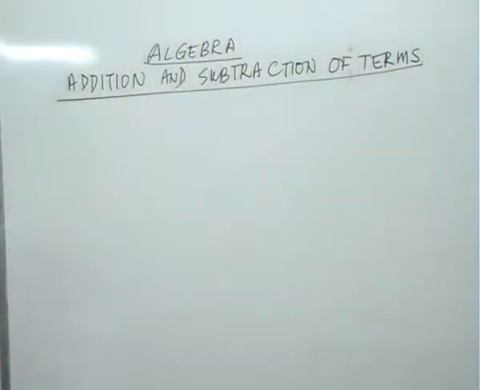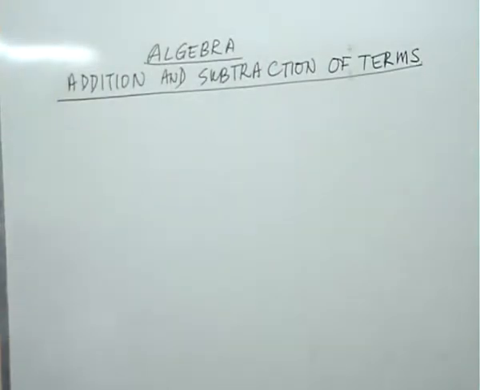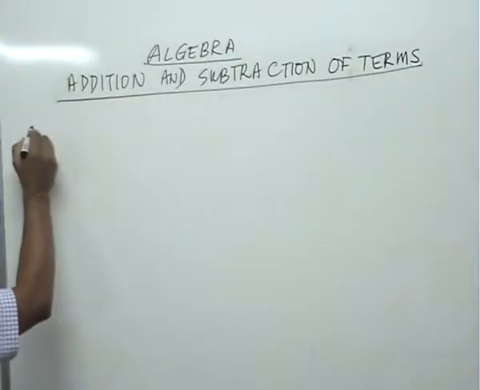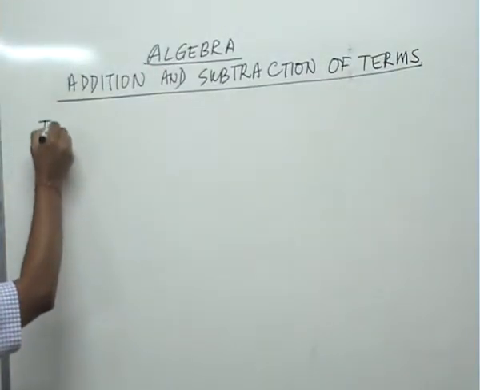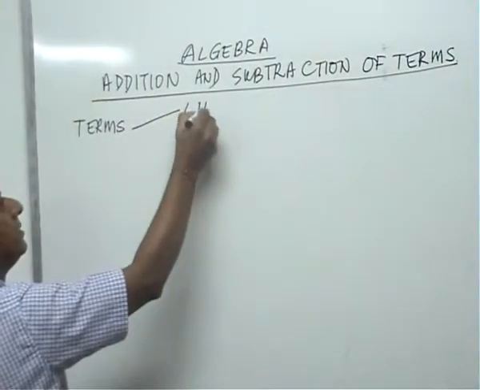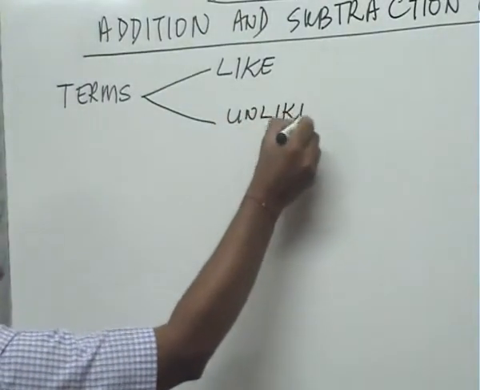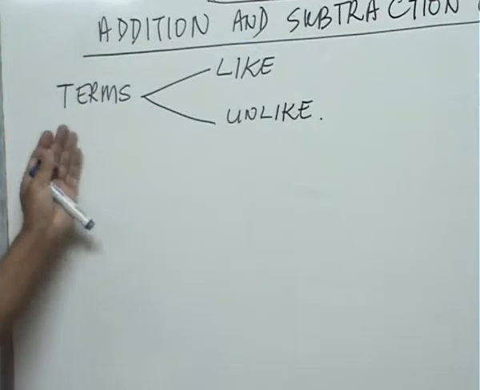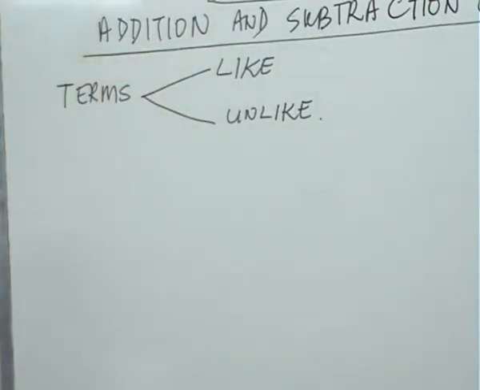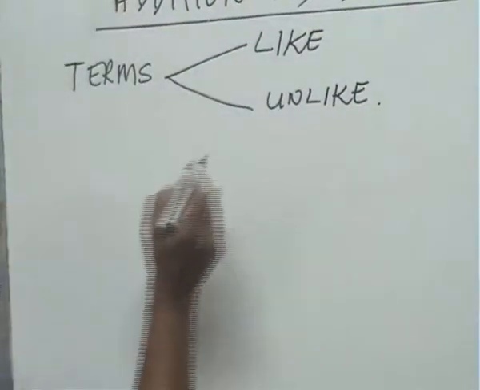Back to the basics of algebra. Now we want to do addition and subtraction of terms. When you want to add or subtract in algebra, you have to know a little more about terms. Terms can be either like, or terms can be unlike. So there are basically two types of terms, like terms and unlike terms. Now I'm going to give you some examples. Or firstly, let me explain what are like terms.